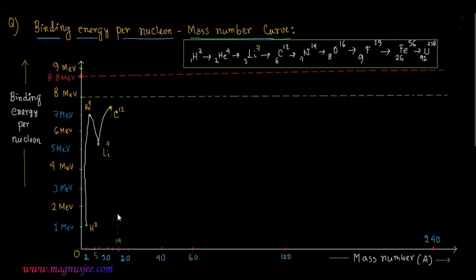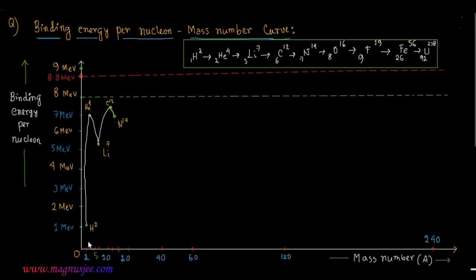The binding energy of carbon 12 may be 7.6 mega electron volt, and we can draw an imaginary vertical straight line having mass number 14 to denote the position of the nitrogen nucleus. Here this point is for the nitrogen nucleus, N14, and we can draw the graph between C12 and N14.